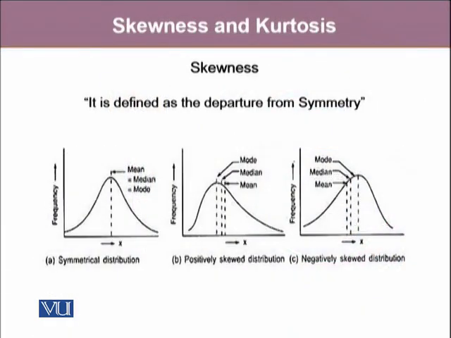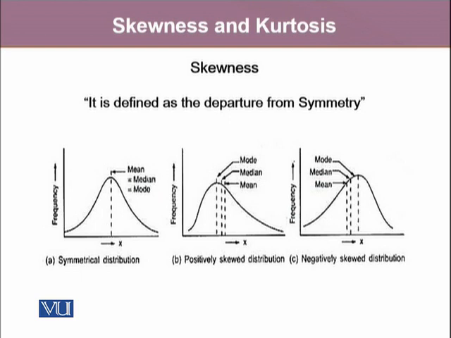Since we already know that our distributions can take three different types of shapes. It could be symmetric, that's pretty much bell-shaped. It could be positively skewed, which is also right-tailed, and it could be negatively skewed, which is left-tailed. In symmetric distribution, mean, median, mode, all three are equal.